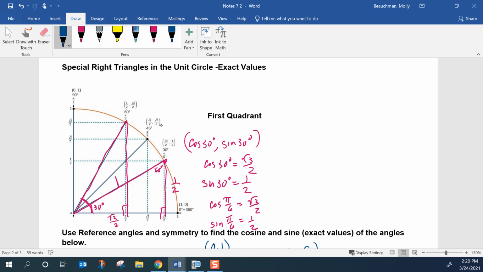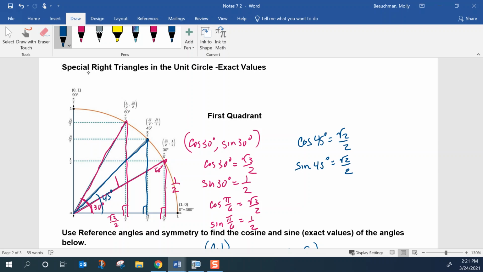Then the other special right triangle that we can embed inside the unit circle is the 45, 45, 90. If we have 45 degrees, the coordinates on the unit circle for 45 degrees, or pi over 4, are the two side lengths of your triangle, square root of 2 over 2 and square root of 2 over 2. That means the cosine of 45 degrees is the square root of 2 over 2, and the sine of 45 degrees is the square root of 2 over 2.